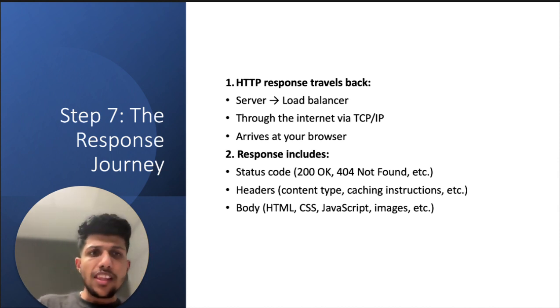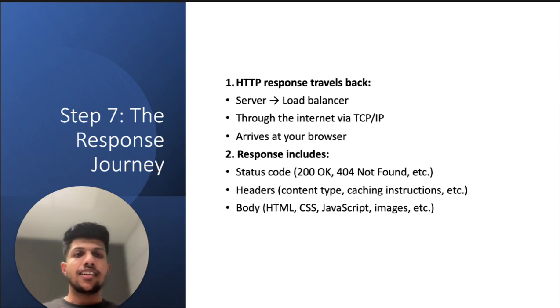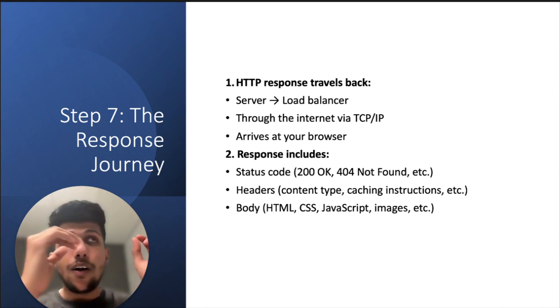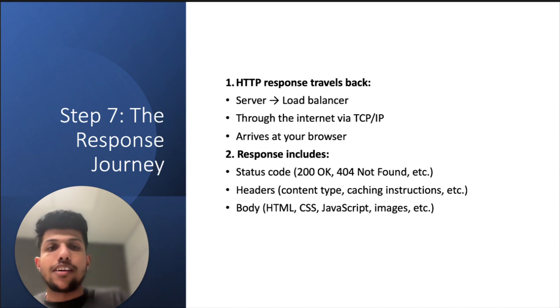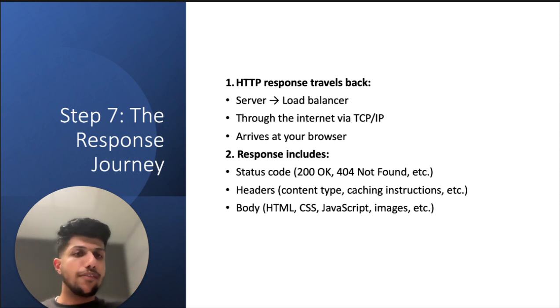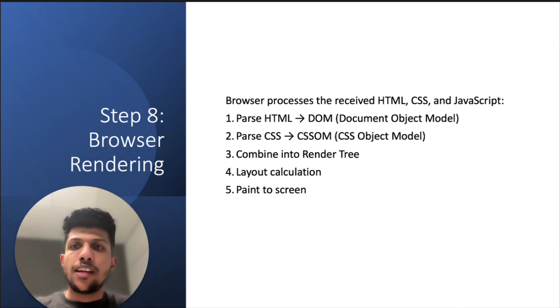The response will also contain certain headers, caching instructions, or the body, or images, JSON data, anything. The TCP protocol ensures that all the packets, all the data that is necessary, arrive correctly and in order, even if they have to take different routes through the internet. Once the browser receives the complete response, it can begin the final step, rendering the content for the user. So now, browser rendering happens.